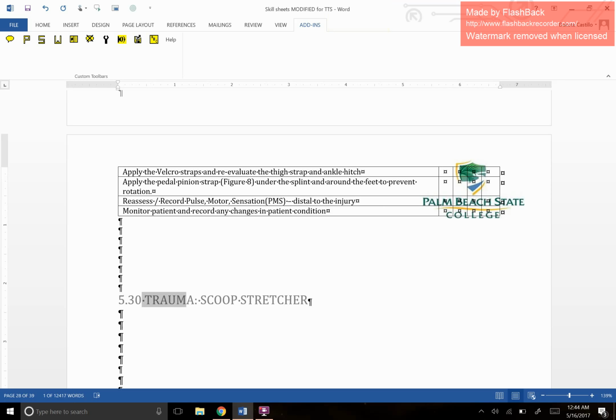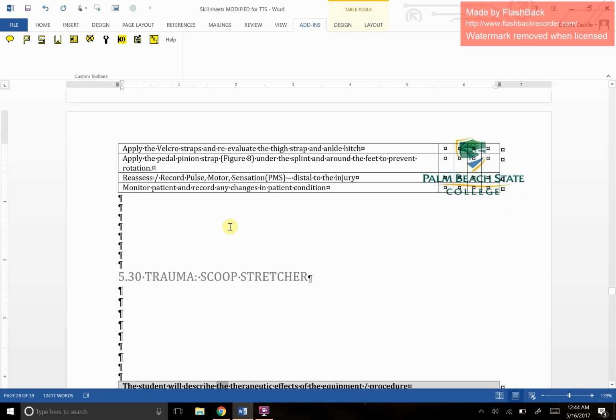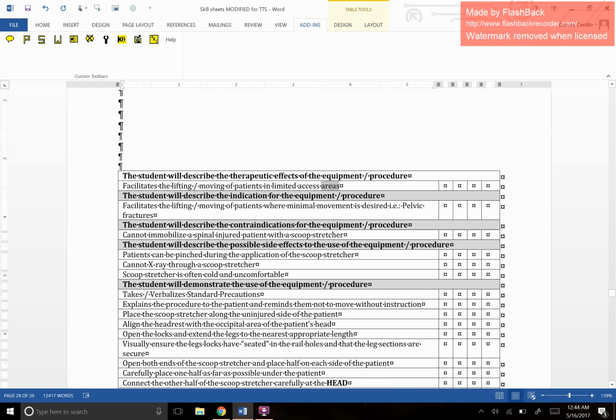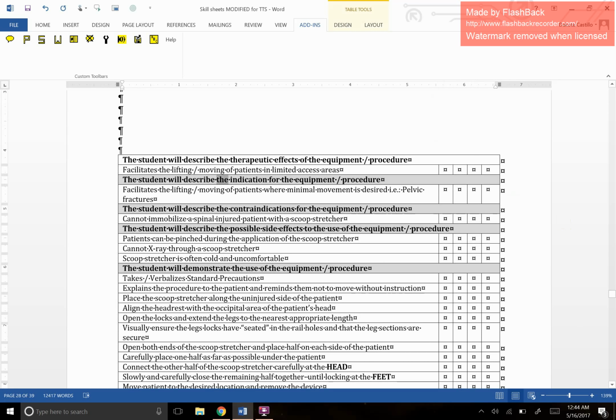5.30 Trauma, scoop stretcher. The student will describe the therapeutic effects of the equipment/procedure. Facilitates the lifting/moving of patients in limited access areas. The student will describe the indication for the equipment/procedure. Facilitates the lifting/moving of patients where minimal movement is desired, i.e., pelvic fractures. The student will describe the contraindications for the equipment/procedure.